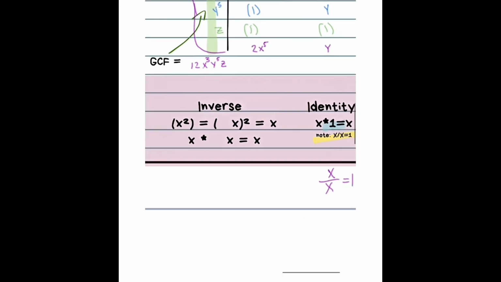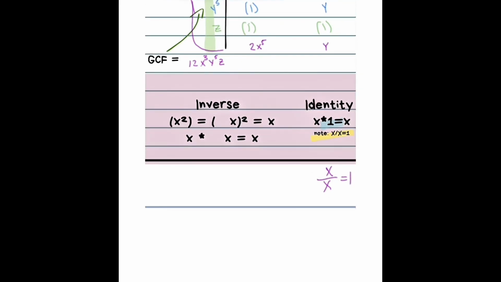For square roots, one thing that is interesting is a square root can be undone by a square, and a square can be undone by a square root. So let's just put x here. And so this square and this square root, they cancel each other, and you're just going to end up with x.